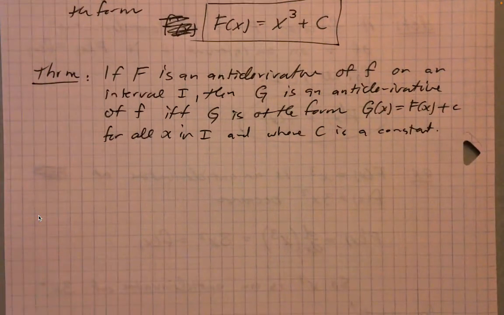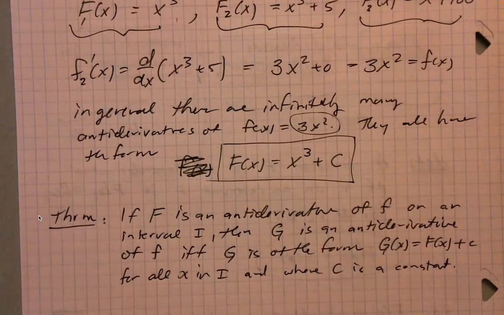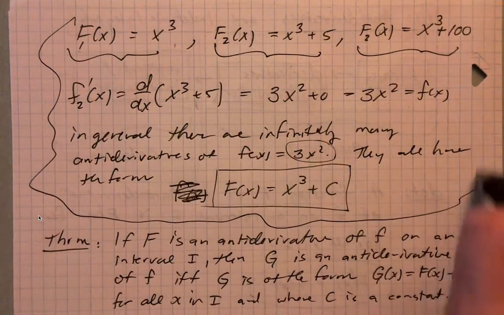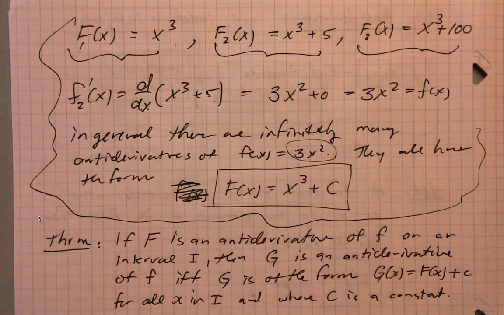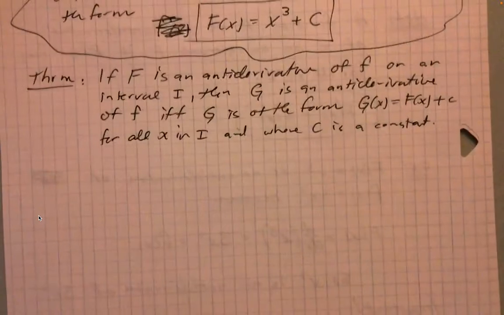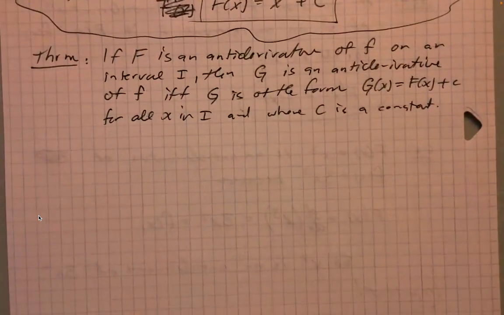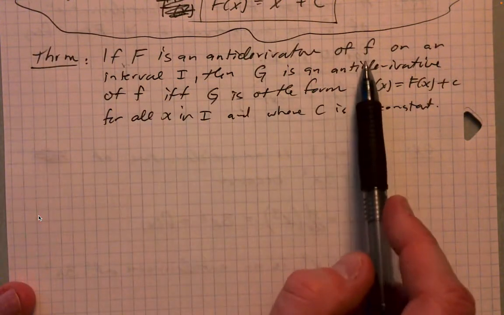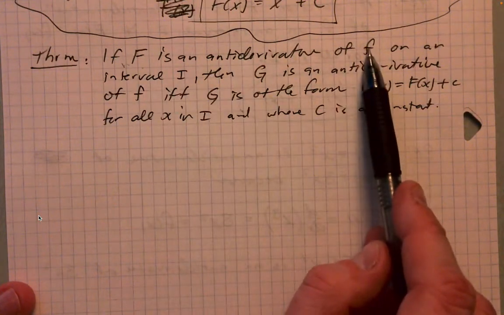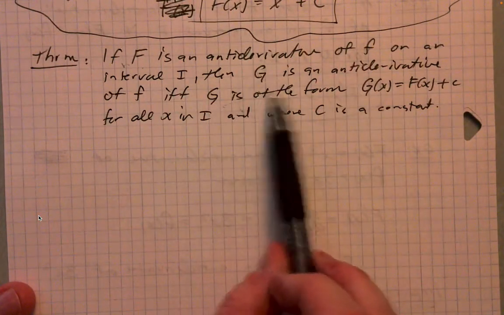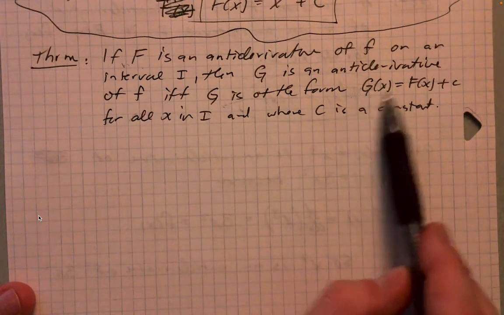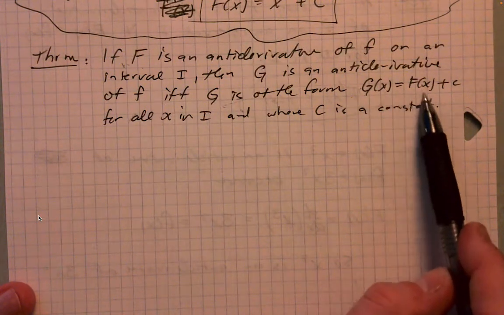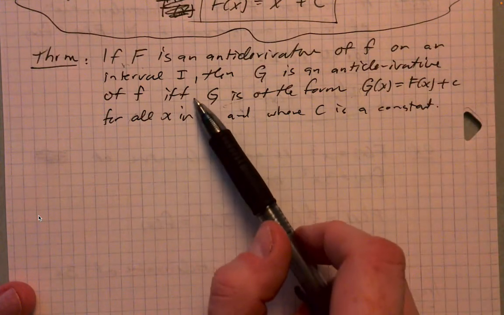Okay, so this is just the most general way to say what we just talked about, right? All of this business up here, all of this stuff, this idea is just capturing all of that in a very general statement. So basically, if big F is an antiderivative of little f, then g is also an antiderivative of little f if it has the form big G of x equals big F of x plus just some constant.